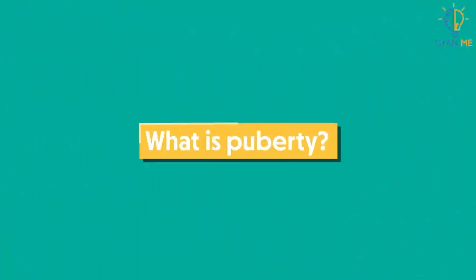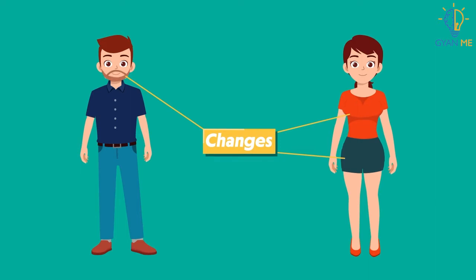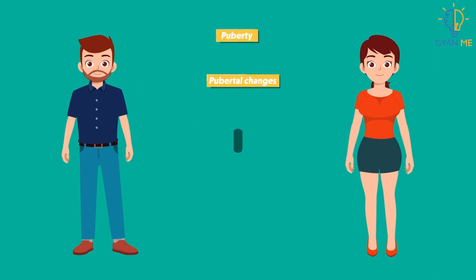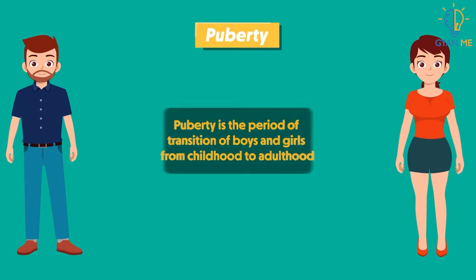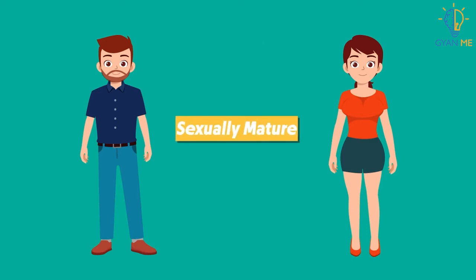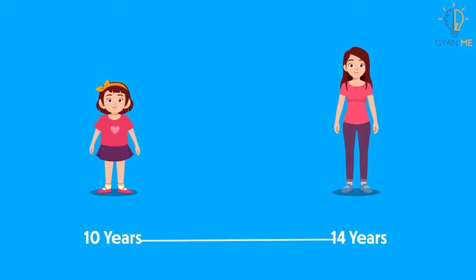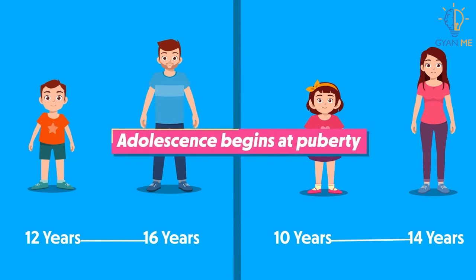So the question is, what is puberty? Look at the screen. What do you observe? You are observing the changes which these adolescents are experiencing. These changes are called pubertal changes. Puberty is the period of transition of boys and girls from childhood to adulthood. During this stage, the body changes and develops, making the individual sexually mature. This process happens between the age of 10 to 14 for girls and 12 to 16 for boys. Adolescence begins at puberty.